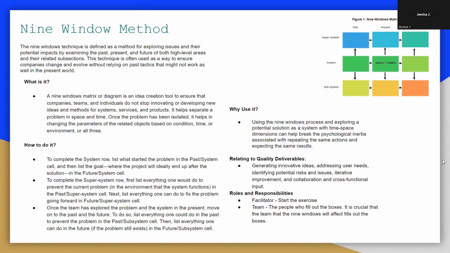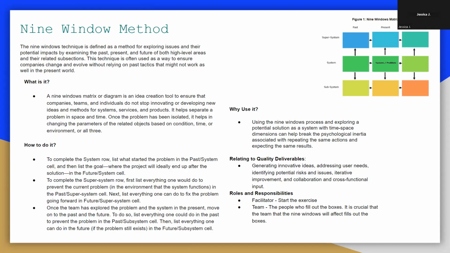So there are many techniques and tools that you can use in each category. We've set up a bunch of them. The one I got assigned was the 9-window method. You can see it up in the corner. It's basically defined as a method for exploring issues and their potential impacts. So think of it like a risk analysis for an idea or a decision. And you do that by examining the past, present, and the future of both high-level areas and their related subsections.